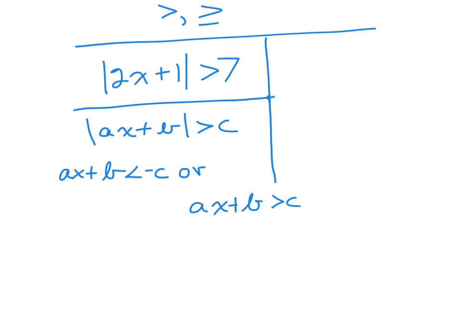So in other words, we're splitting it up again, just like we did the equations. The only thing we have to remember is that on the negative, we have to flip the inequality sign. So absolute value with equals is split it up. Absolute value with less than is sandwich. Absolute value with greater than is split it up.